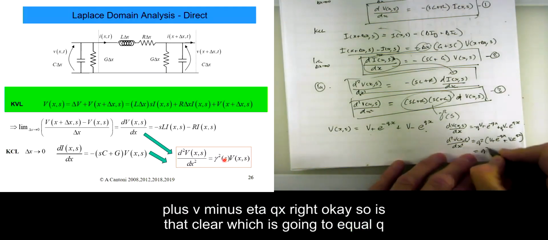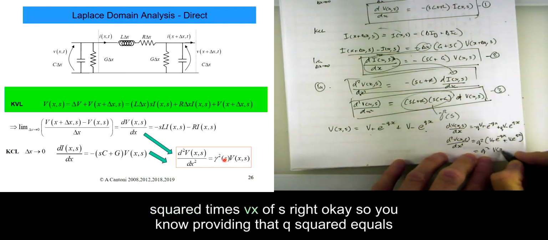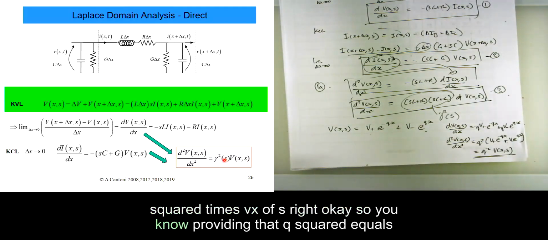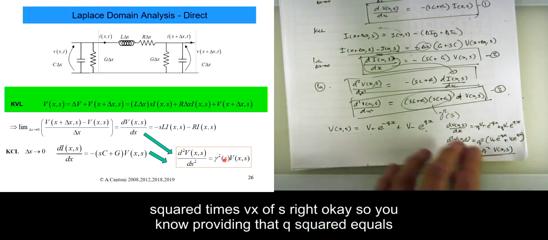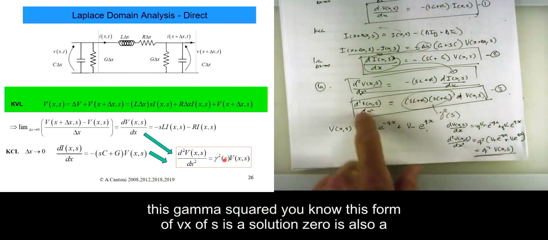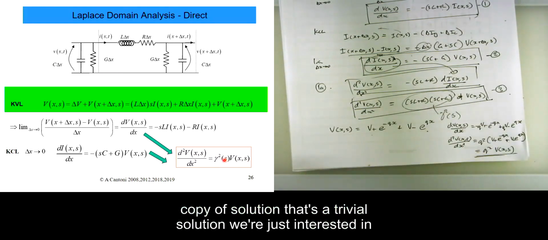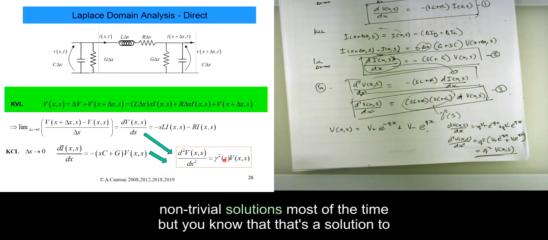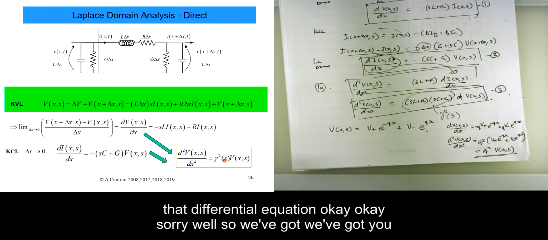Which is going to equal Q squared times V(x,s). So, providing that Q squared equals this gamma squared, this form of V(x,s) is a solution. Zero is also probably a solution, but that's a trivial solution, we're just interested in non-trivial solutions most of the time. But that's a solution to that differential equation.